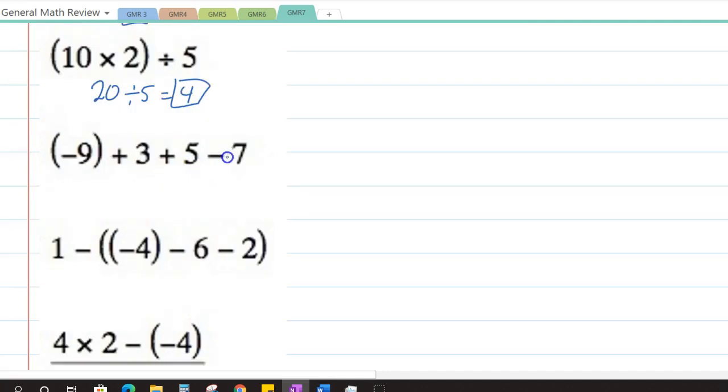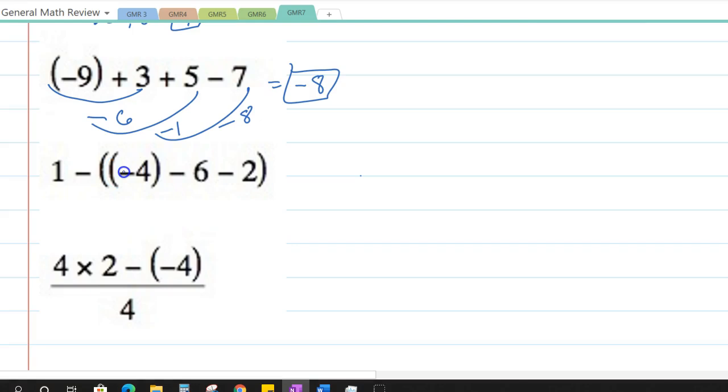-9 plus 3 plus 5 minus 7. Here, the -9 is in parentheses. The parentheses really are not telling me anything important. They're simply designating that the 9 is negative. So I'm going to go from left to right. -9 plus 3 is -6. -6 plus 5 is -1. -1 minus 7, -8. -8 is my answer.